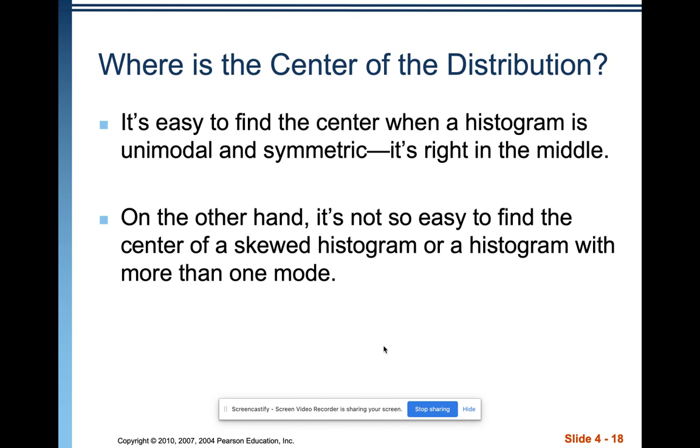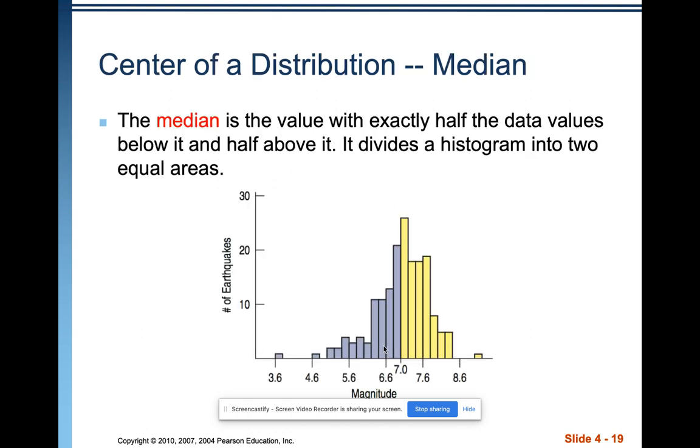One of the things that's incredibly important is being able to tell the center of the distribution. It's easy to find the center when a histogram is unimodal and symmetric. It's right there in the middle. On the other hand, it can be a little more challenging to find the center of a skewed histogram or a histogram with more than one mode.